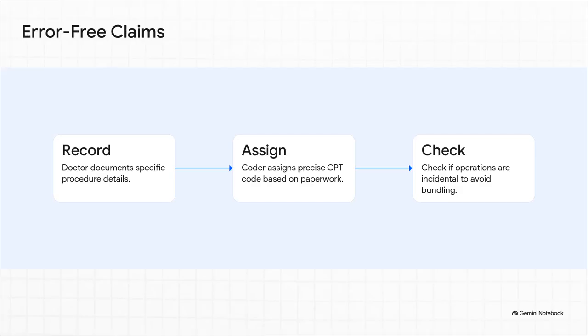Finally, Section 6, Rules of Bundling, Modifiers, Avoiding Coding Edits and Errors. Let's explore how we bring all this together and avoid those dreaded bundling mistakes that lead to undercoding and lost revenue for your practice. Getting this right requires a specific 3-step sequence.